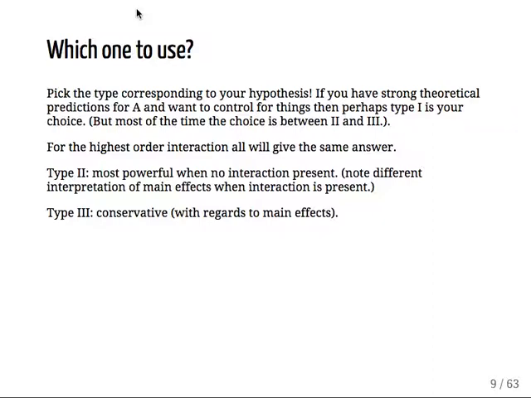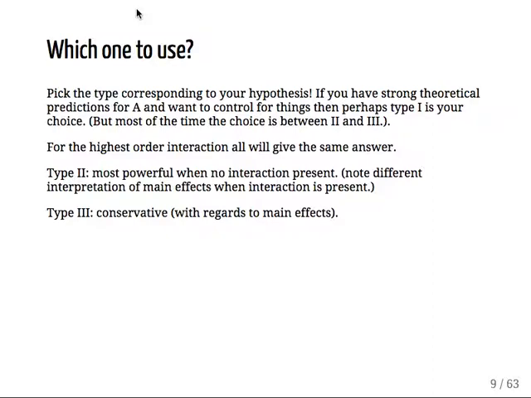Pick the one corresponding to your hypothesis. So if you have strong theoretical predictions for A, and you want to control for things, then perhaps type 1 is your best option. So if you have much better theory about A than you do about B and its interaction, then perhaps you should do type 1. But most of the time, your choice will be between 2 and 3. So that's what most of the time you would think of.